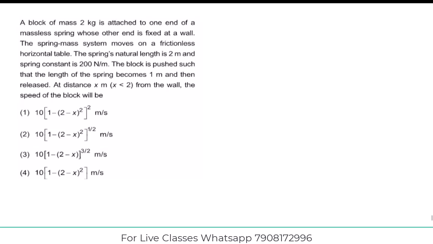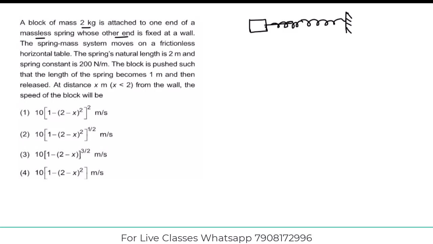A block of mass 2 kg is attached to one end of a massless spring whose other end is fixed at a wall. So let's draw the first. A block of mass 2 kg is fixed to this wall.